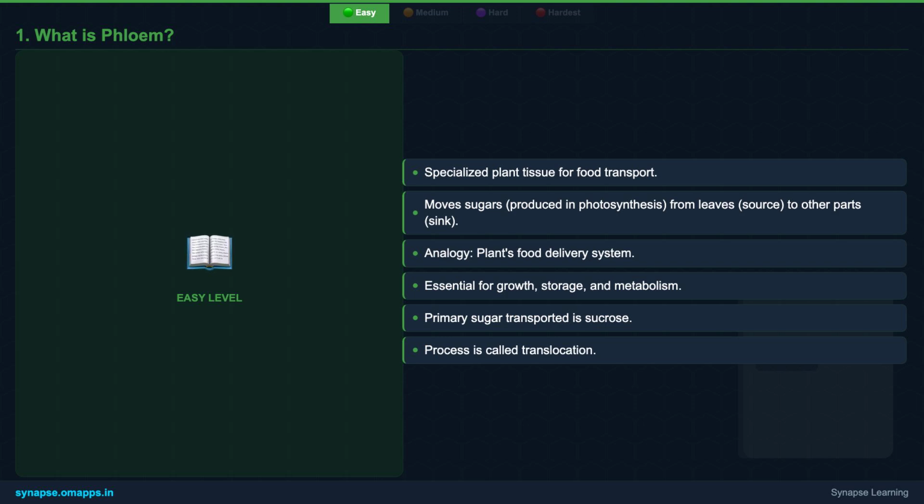These sugars, produced during photosynthesis in the leaves, are essential energy sources. Phloem ensures these sugars reach every part of the plant, from the growing tips to the roots, where they're needed for growth or storage. So, in essence, phloem is the vascular tissue that translocates organic solutes.